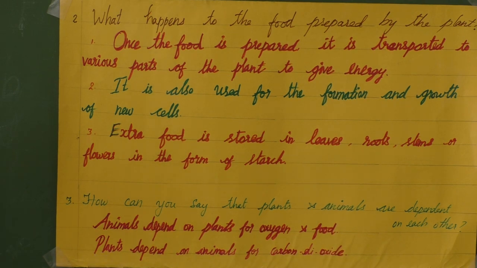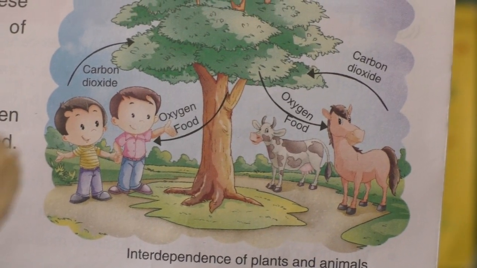Plants need carbon dioxide for photosynthesis. That carbon dioxide is released by animals. So plants depend on animals for carbon dioxide. Look at your book, page number 7. In your book, page number 7, this picture is given, no?